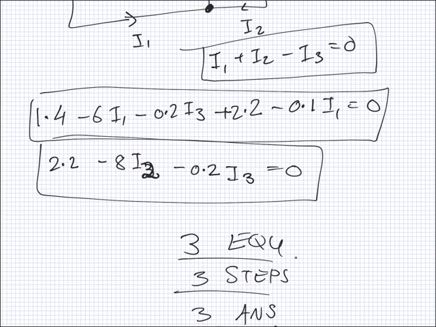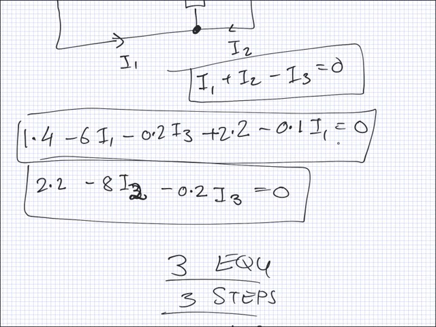So what would be the easiest way to solve this one? This has I1 and I3 in it, doesn't it? This has I2 and I3 in it. So we have to first cancel I3 from everything. So this has minus 1. This has minus 0.2. So I should multiply this one by 5.